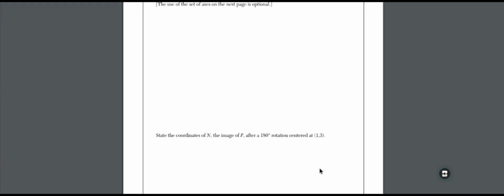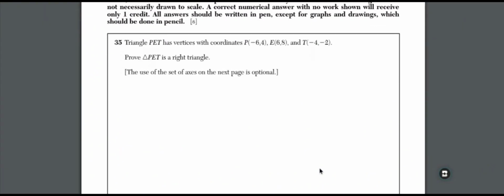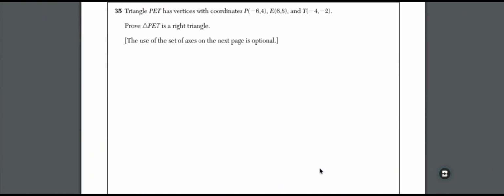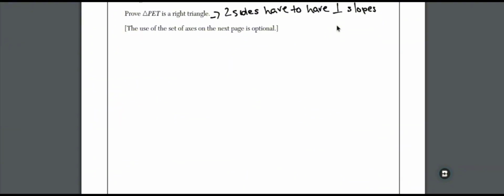Final question says, triangle PET has vertices with coordinates P is -6, 4, E is 6, 8, and T is -4, -2. Prove PET is a right triangle. So, in order to prove that PET is a right triangle, I know that two sides have to have perpendicular slopes. Okay? So what I'm going to do is, I want to know which sides I want to test.